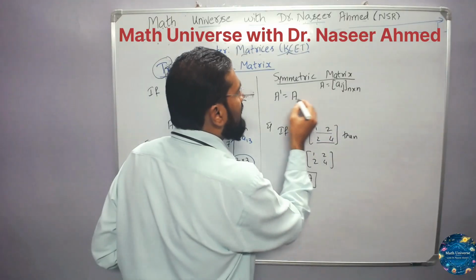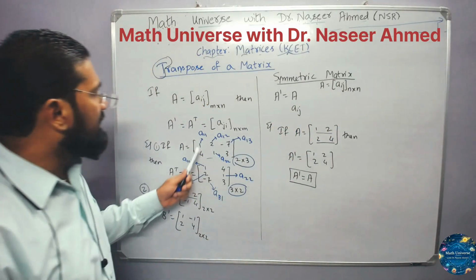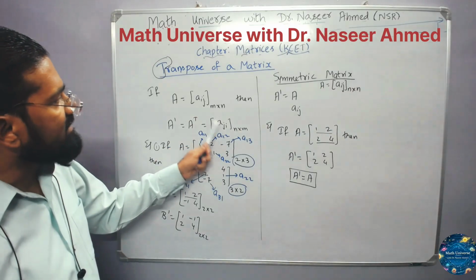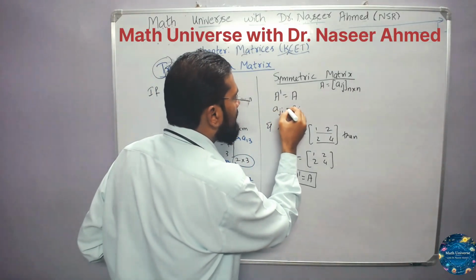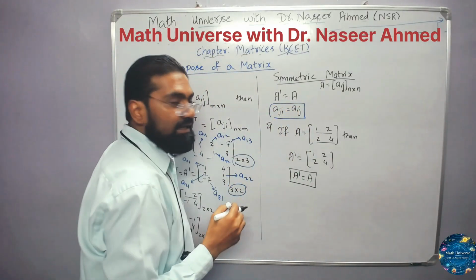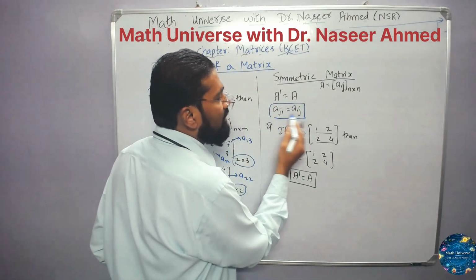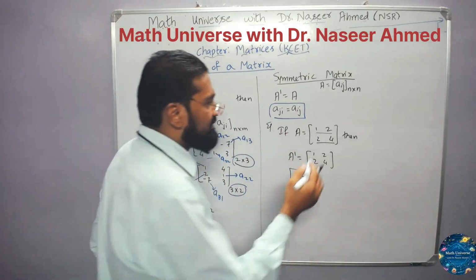So here the element of this matrix is aij. On transpose, as I said, the index will get exchanged. i, j will change to j, i. So here it is aji. So just see this carefully. What's the meaning of this? Apart from the diagonal element, whatever the index is there, when the exchange of index occurs, those corresponding elements should be same.